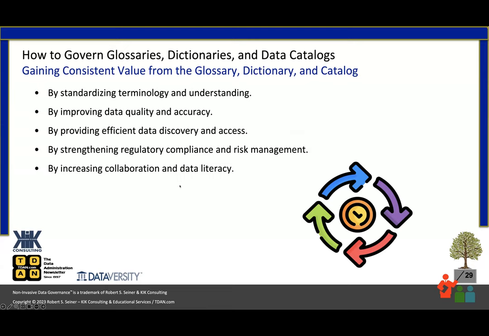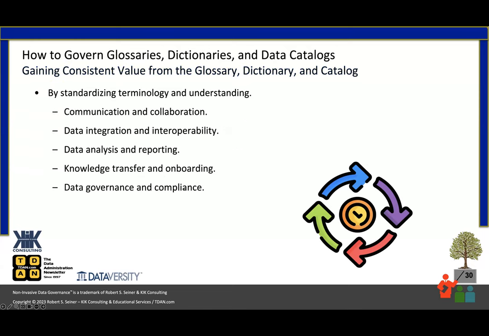improving quality. I'm going to walk through each of these five before I kick it back to Shannon real quick. So by standardizing the terminology and the understanding, the way to gain that consistent value from these tools is through communication and collaboration. Don't try to enter in all the metadata yourself. Collaborate with other people within your environment. Activate some metadata stewards who are not in your data management group or your data governance group. Activate the stewards themselves and get them collaborating and communicating.